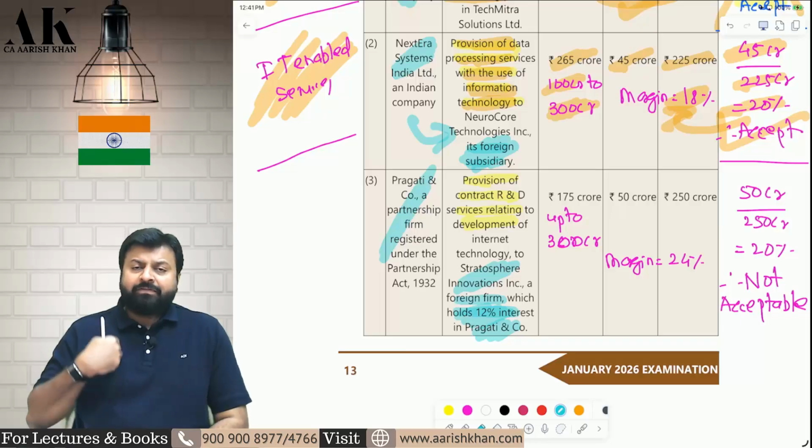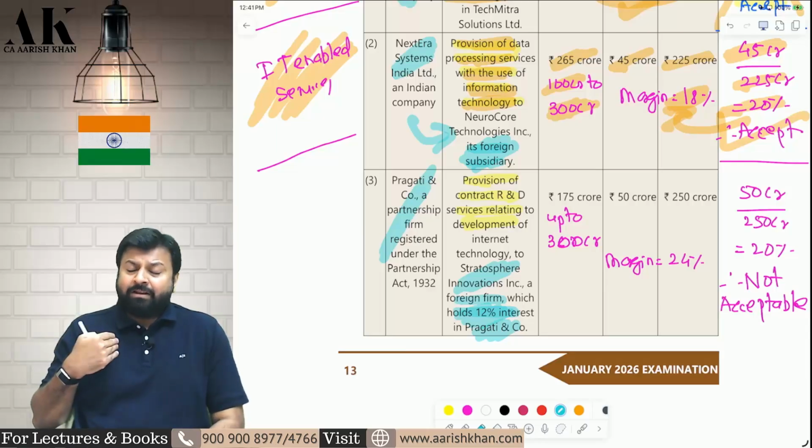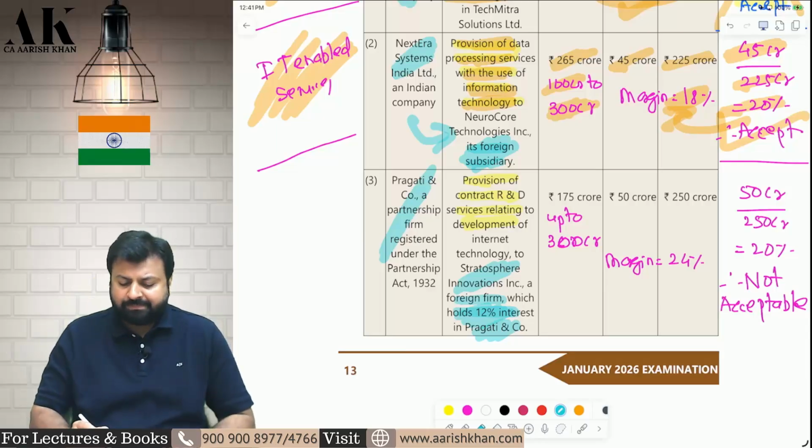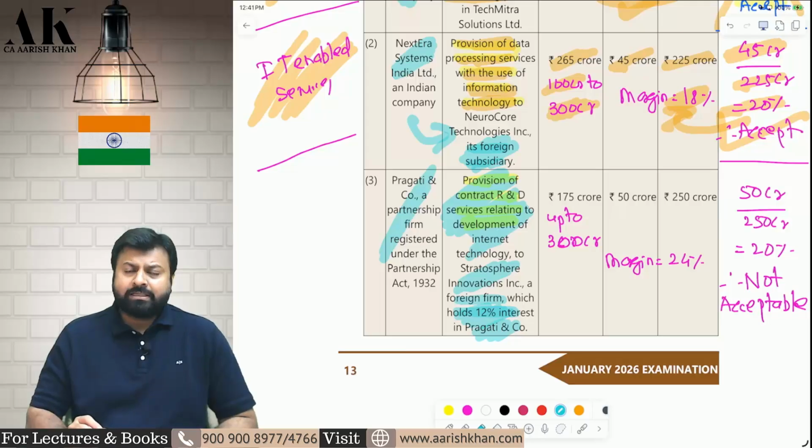So if I am a partnership firm and somebody holds 10% or more in our company, then in our partnership firm, we both are associate enterprises. Now, what is the service they are giving? They are giving provision of contract research and development services. Is it covered in safe harbor? Yes, it is covered in safe harbor.